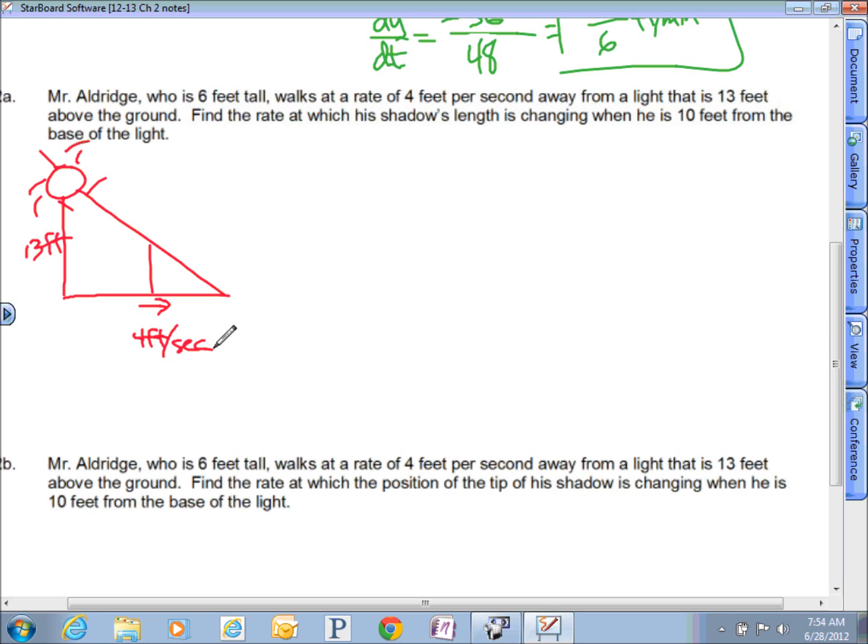Mr. Aldridge is 6 feet tall. I guess I'm figuring that that's pretty much a constant. Find the rate at which his shadow's length... Oh, his shadow is probably right here if the light's shining on him.